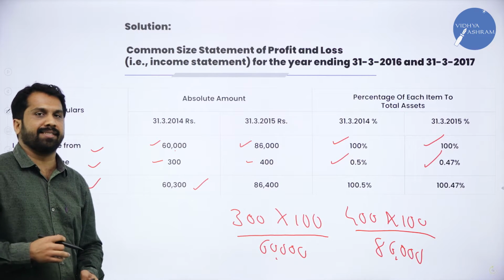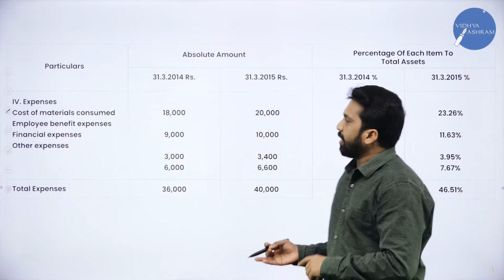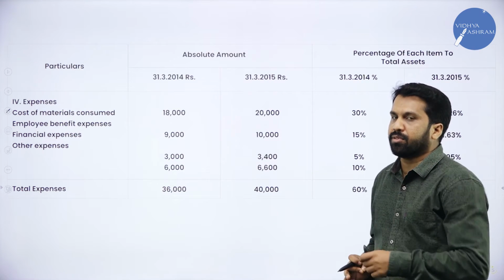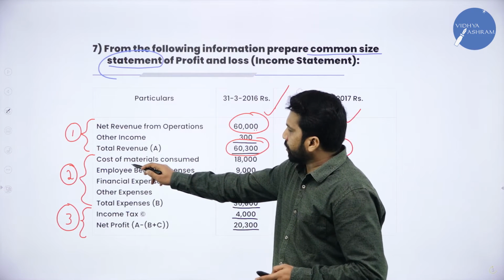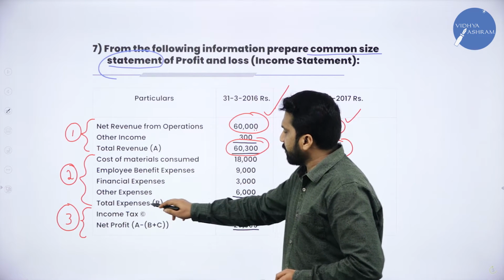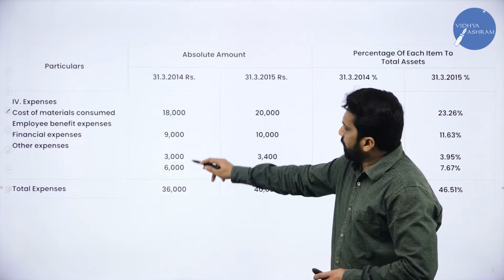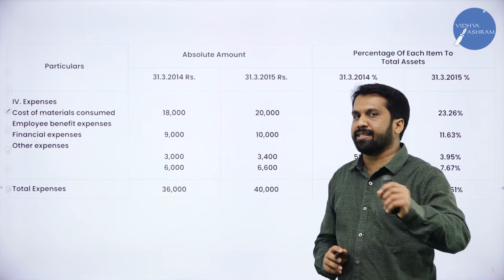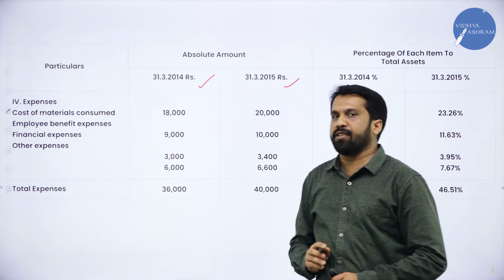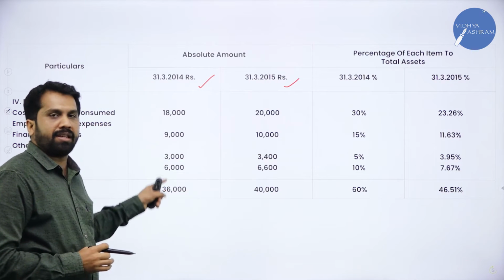We'll go for the second stage. The second stage is all about your expenditure. I'll go back to your questions so that you will get to know how we have taken it. See, your second stage: cost of material, employee benefit, financial expenses, other expenses, total expenses 36,000. Everything they have taken, total expenses 36. It is for 2014, it is for 2015. Whatever is given in the question paper, same thing we copied.